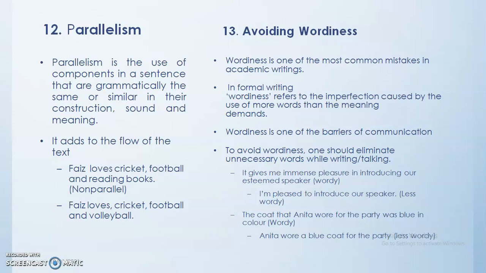So we can actually make it more parallel by rephrasing or restructuring the sentence like this. Faiz loves cricket, football, and volleyball. So it becomes a similar set of things in the sentence, whereas reading books is different from cricket and football. So this is how we should avoid non-parallelism. You will get around 8 or 10 examples on page number 88 for including parallelism. And then the next one is avoiding wordiness.